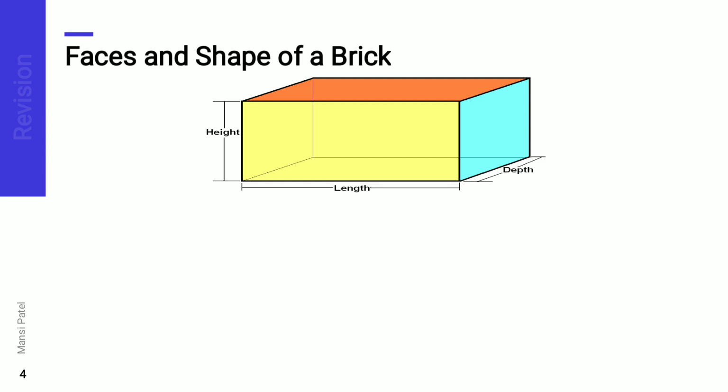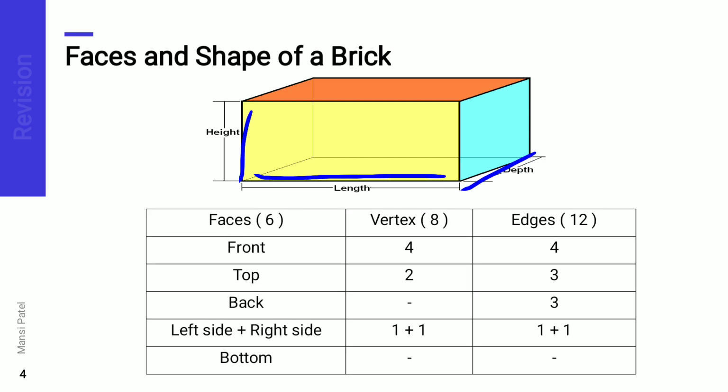Now see here, this is the length of the cuboid, this is the height of the cuboid and this is the depth, or we can say breadth of the cuboid. Now previously we saw that there are 6 faces. Faces means we can see any of the 3D shapes from 6 different views. From 6 sides we can see the cuboid. How? And which are those?